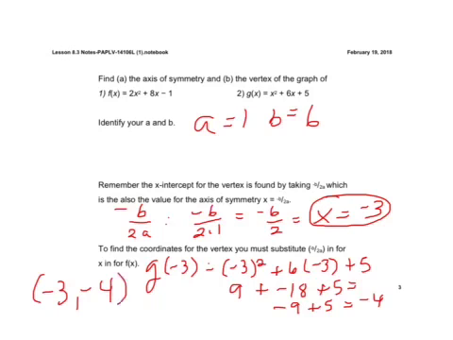All right, so those are the steps we use to find the axis of symmetry using our negative b over 2a, and then using that value to substitute it back into the original function to find our vertex.